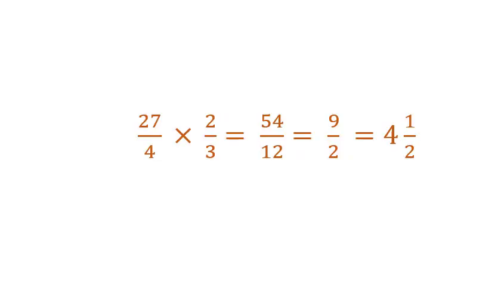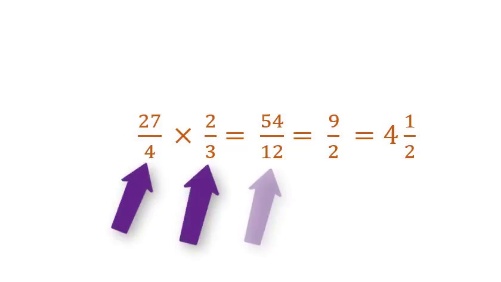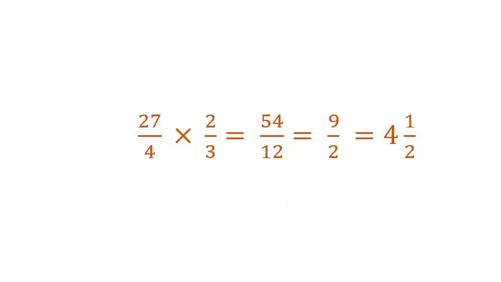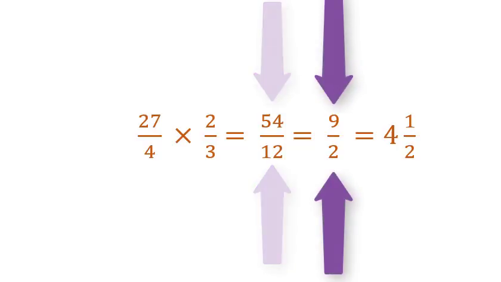Here's how the problem works out. 27 over 4 times 2 over 3. We multiply the 27 and the 2, which gives us 54. We multiply the 4 times 3, which gives us 12. And we need to reduce it. Since we can divide 12 by 6 and 54 by 6, we can reduce this to 9 over 2.